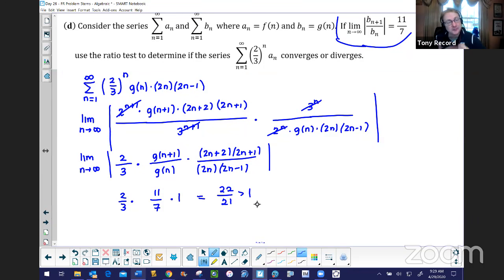Unfortunately, this one is greater than 1, which means by virtue of the ratio test, our series will diverge. Remember, for the ratio test, if your limit is greater than 1, your series diverges. If it's less than 1, your series converges. If it's equal to 1, you need to use a new test because the ratio test is going to be inconclusive.